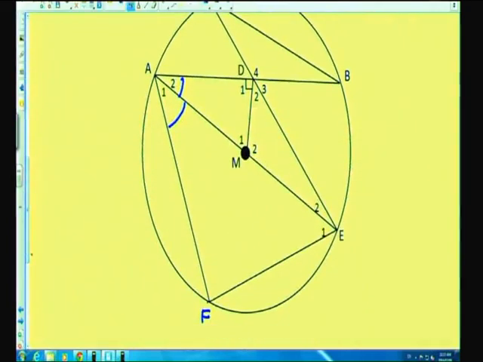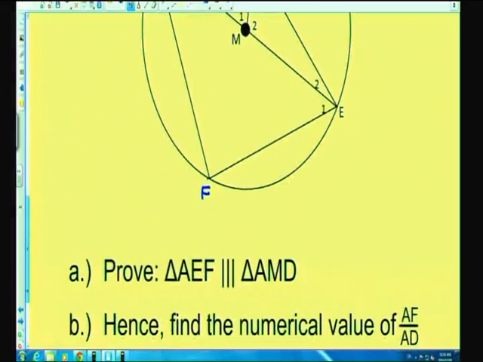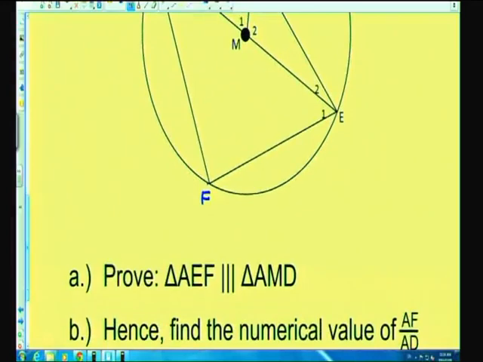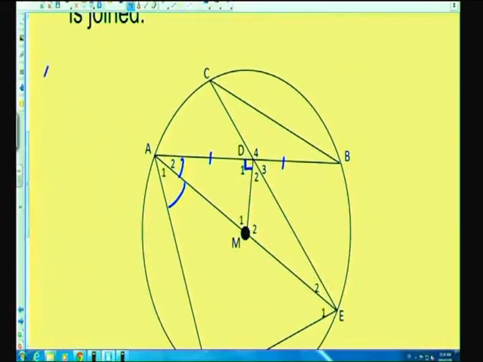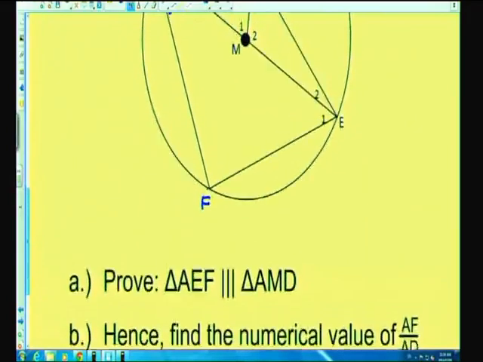Okay, so you can see, look over here. We have our little friend again. Center of the circle, perp to the chord. We know already that that will equal that, but we'll worry about that shortly. I'm sure it's one of the questions. Now it says prove that triangle AEF is similar to triangle AMD.